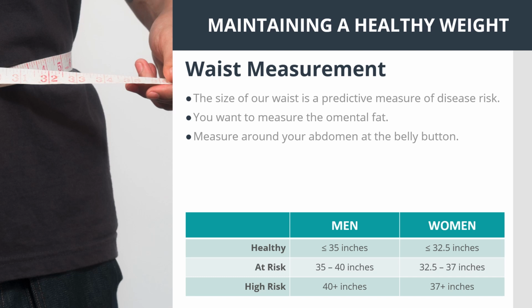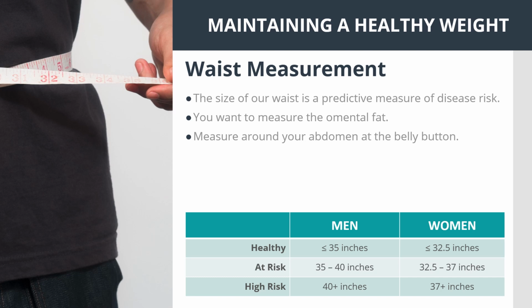The waist measurement is a relatively simple way to assess your risk for chronic disease, one would be diabetes. To measure your waist, you put a tape around your abdomen at the belly button. You draw in your breath, suck in your stomach, and measure the waist while you're holding your breath. That will give you an idea about how much abdominal or omentum fat you have. A high level is associated with type 2 diabetes.